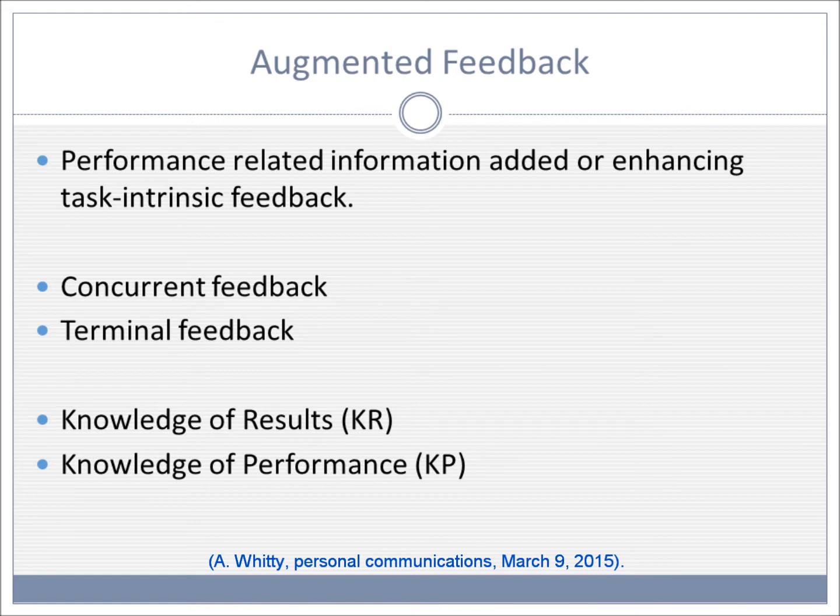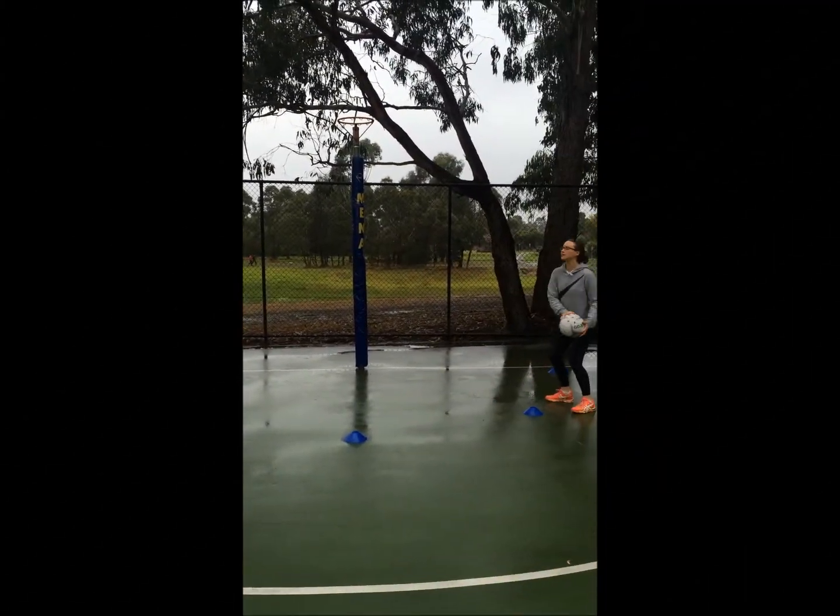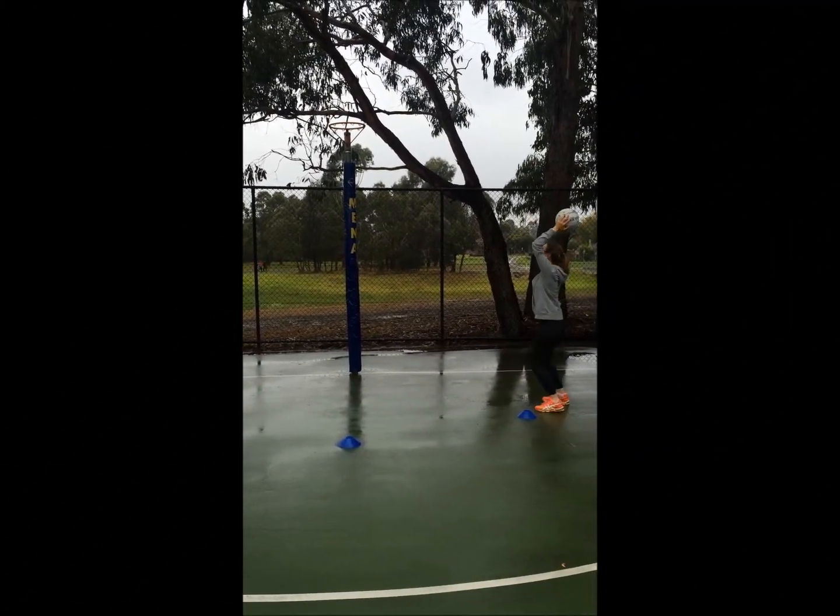At the beginning, we used concurrent feedback more to ensure that the learner didn't use the wrong technique early on for the whole session. Throughout the program, we use knowledge of performance as it is important for the learner to know what they are doing right and wrong for the actual movement, as opposed to the outcome. If they are doing the technique right, they will get the results.